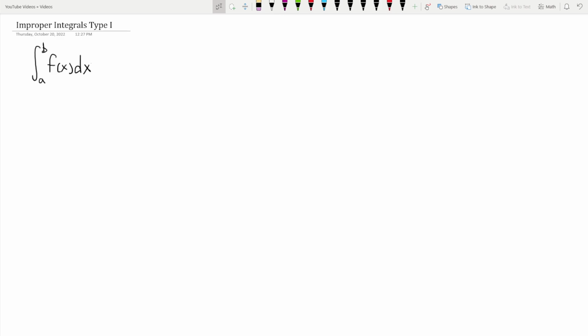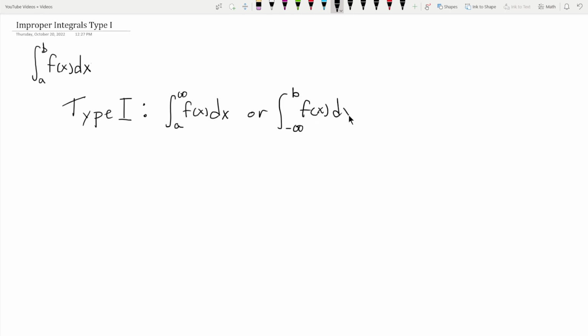So a type 1, so let's start this here. Type 1 is one where the interval over which we're going to integrate is infinite. All right, so we want either the integral from a to infinity of f of x dx, or from negative infinity to b of f of x dx. All right, so we'll tackle those two types in this video.